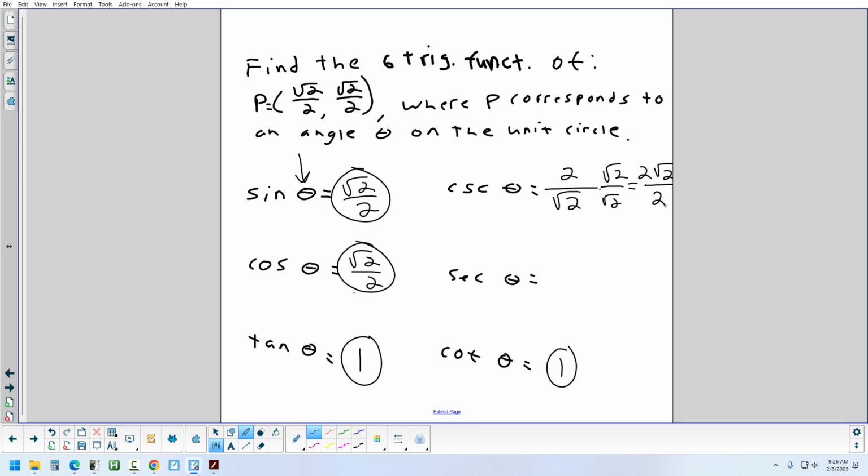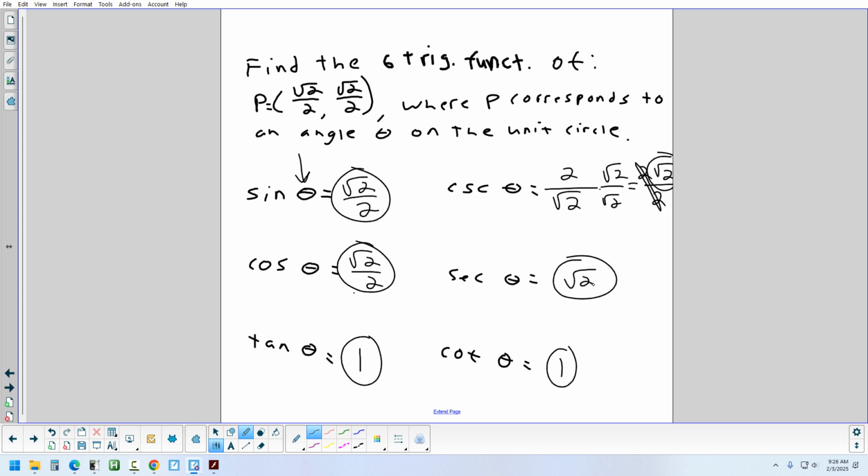What happens there? You can simplify it down. Yep, what would it simplify to? Square root 2 over 1, or just square root of 2. So when you flip root 2 over 2, you get root 2. So now, what's my secant going to be? Square root of 2. It's going to be the same thing because the sine and the cosine were the same thing.